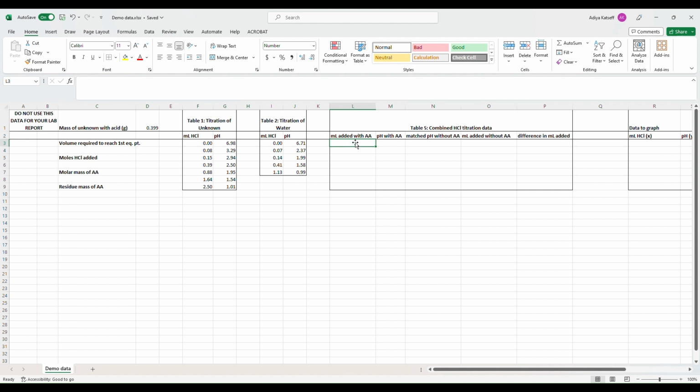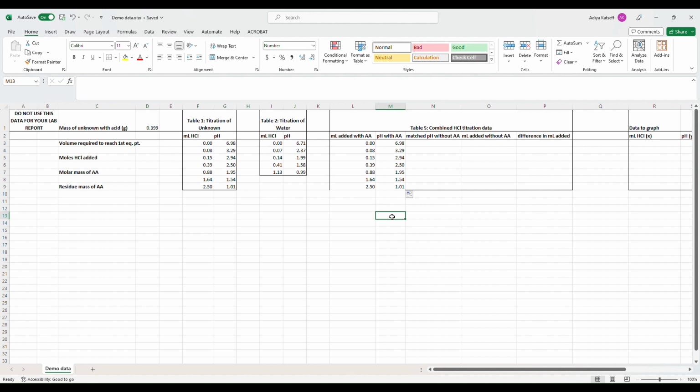So first we're going to fill in our mLs added with our amino acid, and that's just straightforwardly this column over here, right? So to copy over any cell, you'd use an equal sign, and then you click on the cell that you want to put in, and it will be the same. And then since we're going to copy all the numbers from this column, you can click on this little square in the bottom corner of our mLs added in our Table 5 and drag the column down to fill in all those mLs of HCl added. Same idea with our pH. We started at this pH, and then we want to drag it down to that column. So that part's pretty straightforward.